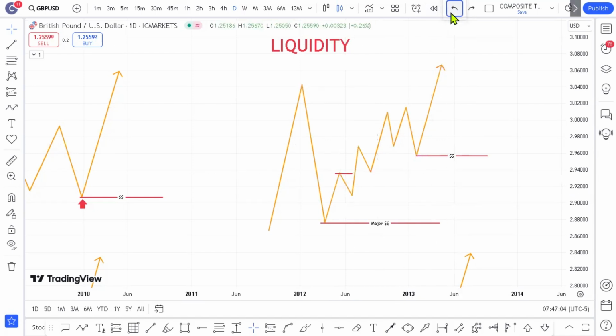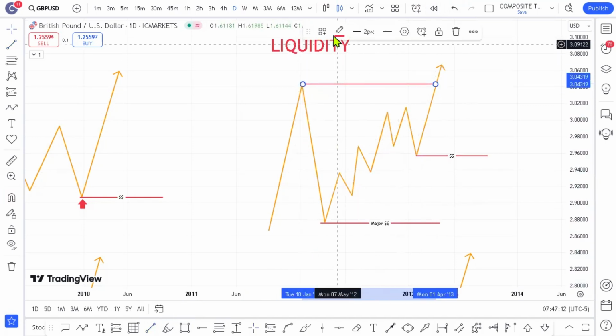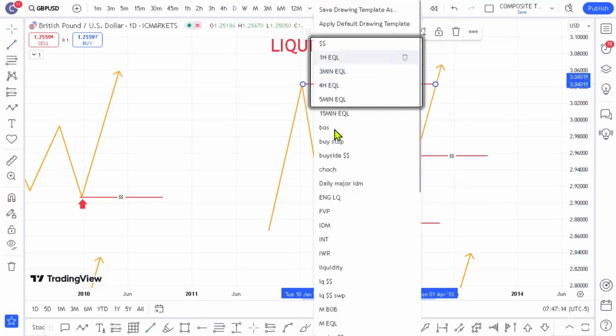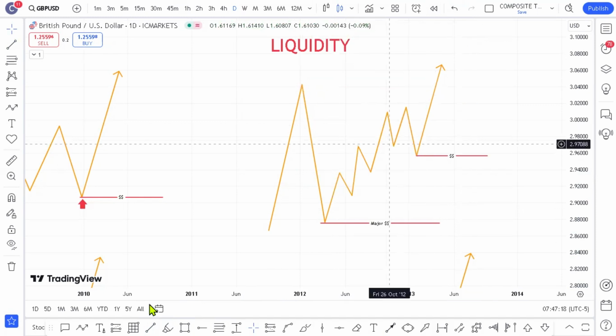But how do you look at this market? How do you spot liquidity on a structure like this? Because already we can see the price has gone higher and it has broken that particular structure there. You have a breakout structure there. So how do you identify liquidity here?